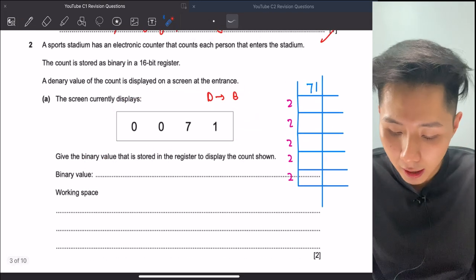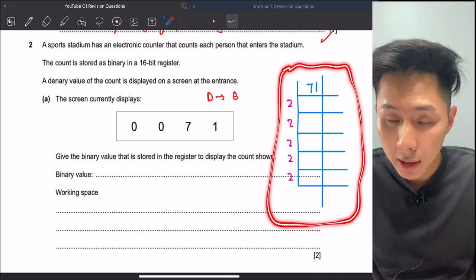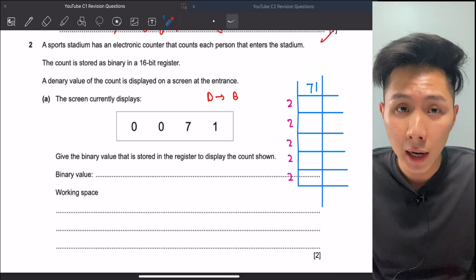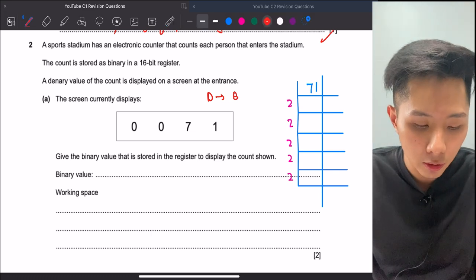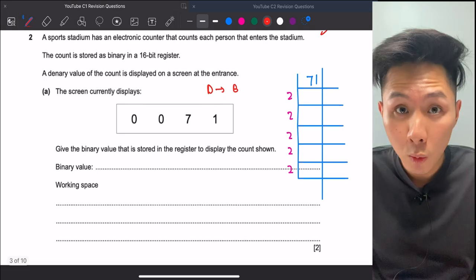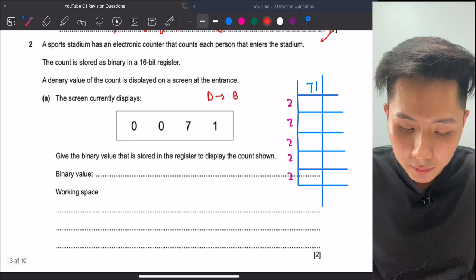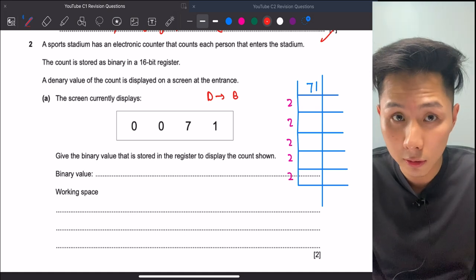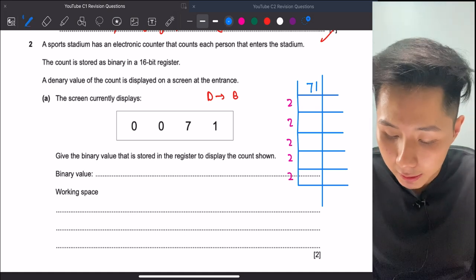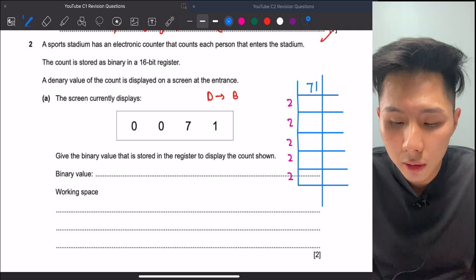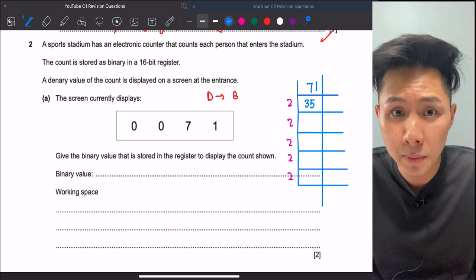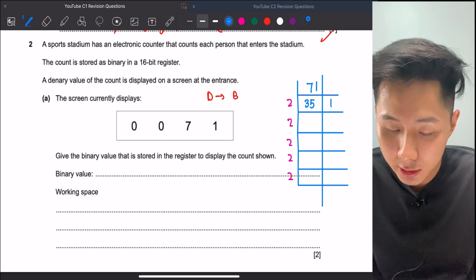To do that, I've drawn up this space. We use the division by 2 method. After we divide a number by 2, we obtain the remainder values and we compile these values up. Let me show you how this works. So to convert 71 into binary, look at this board here. We just have to keep dividing 71 until it becomes 0. So 71 divided by 2, I got 35.5. So I'm going to write my quotient 35 here. And it has a remainder of 1. That's my remainder. Just write it down.